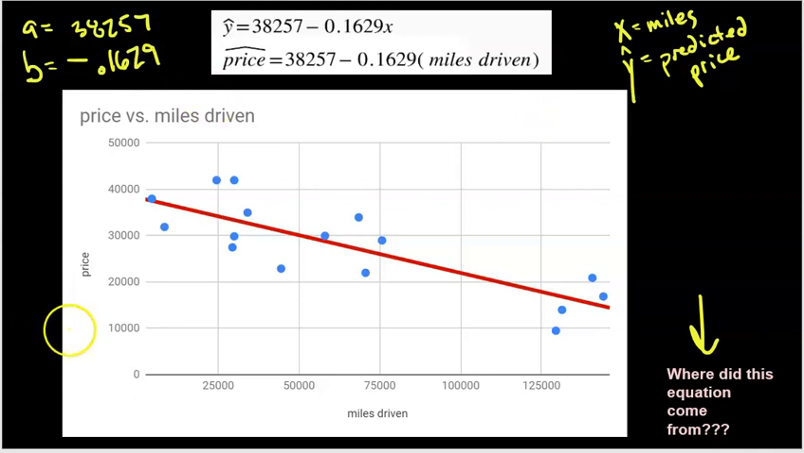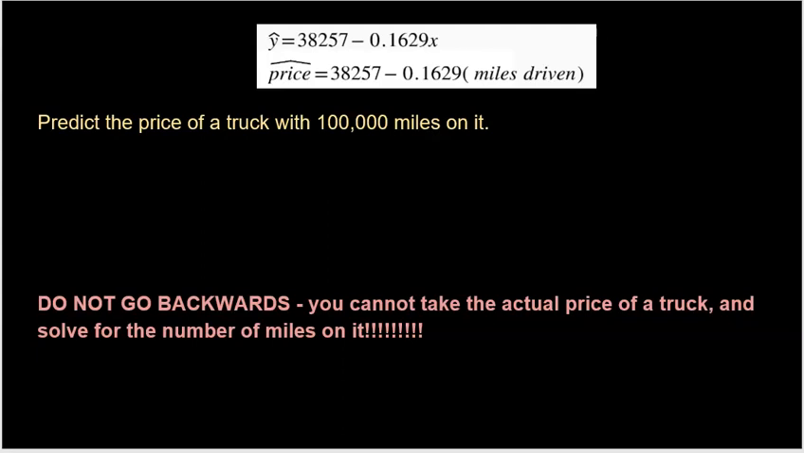So what are some things that we could do now that we have our linear regression model? Keep in mind that this is a model that is used to predict the price of a Ford F-150 truck based on the miles driven. Well, we can actually use it, right? Let's use it to make a prediction. So let's predict the price of a truck with 100,000 miles on it. All right, so the y hat is going to be 38,257 minus 0.1629 times, I'm going to now plug in the miles driven, 100,000 miles.